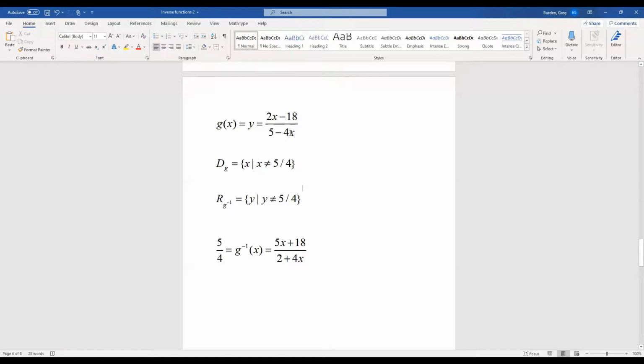This is set builder notation for the domain of G. Well, if X were 5/4, if you plug that in, we'd have 4 times 5/4. The 4s would cancel and we'd end up with a 5. The denominator would be 5 minus 5, and 5 minus 5 is 0. Can't divide by 0, so that's not a possibility. So 5/4 is not in the domain, and you'll just have to take my word for it that everything else is in the domain, all real numbers other than that.